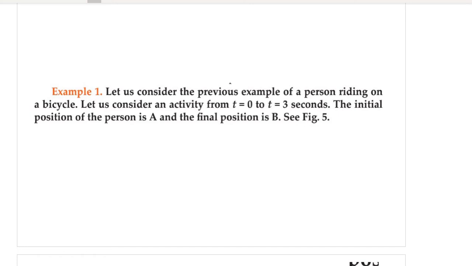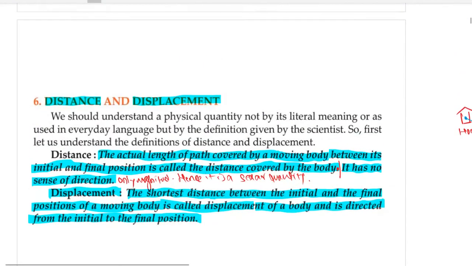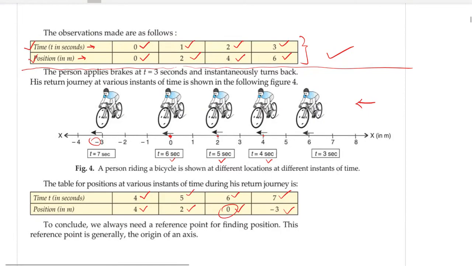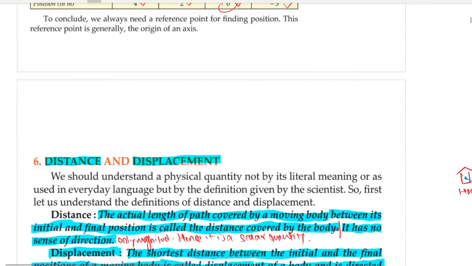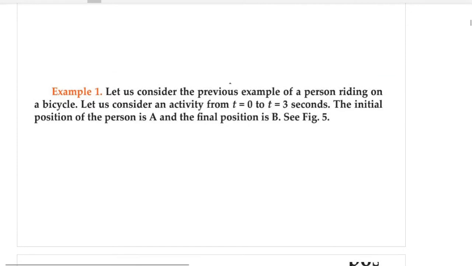Okay, so the first example over here which you see, they are asking, let us consider the previous example of a person riding on a bicycle. I am sure you remember this example from the last part. Yes, they are talking about this particular example, right? So I'm again going to show you the image on which this particular example is cited. Let's go and check. Person riding on a bicycle.